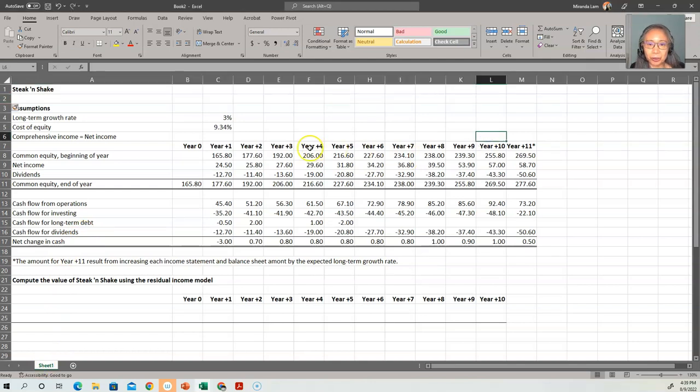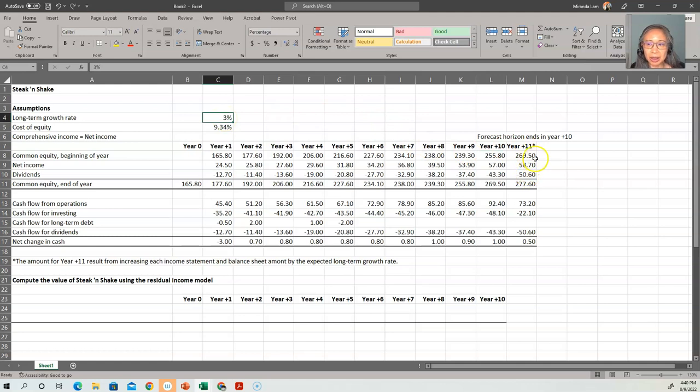It's important to note the forecast horizon. Let me make sure we emphasize that. The forecast horizon ends in year 10. We included year 11. Year 11 is already based on the long-term growth rate of 3%.